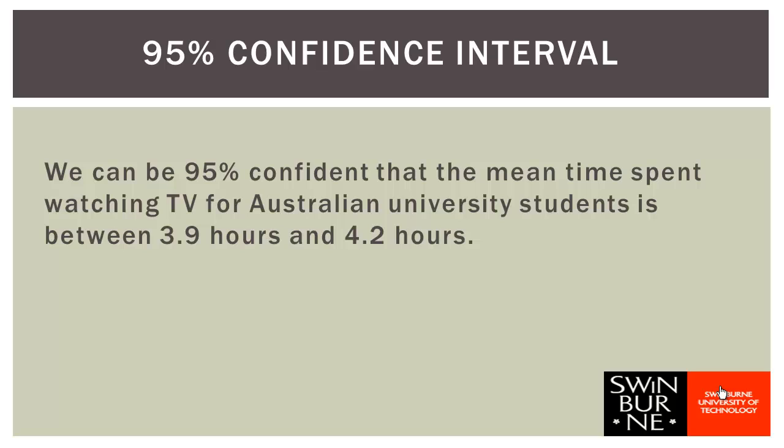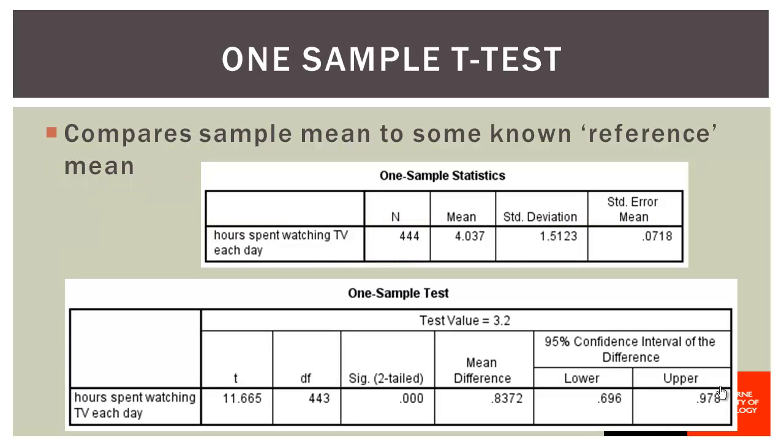We could approach our research question more directly by doing something called a significance test, and the appropriate test here is the one-sample t-test. So let's have a look at the output from the one-sample t-test. The first table here contains much the same information as the explore procedure, so it tells us that the mean in our sample was 4.037, and it tells us that the standard deviation was 1.51.